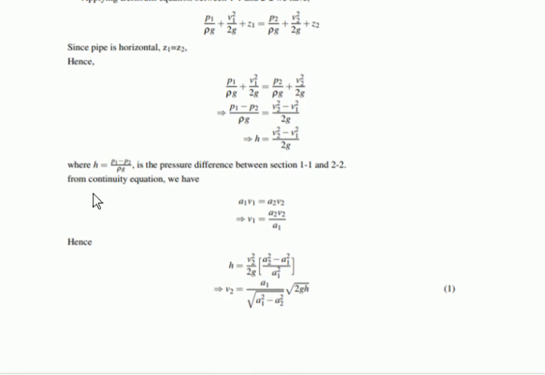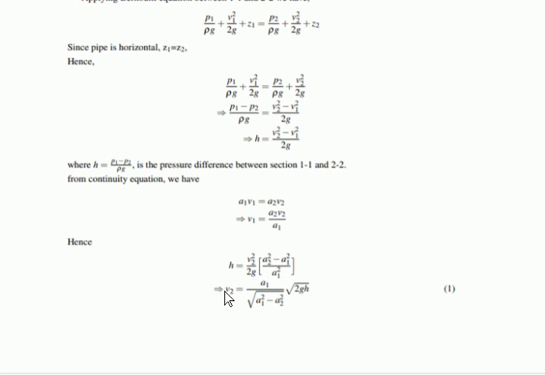From the continuity equation we have A1 V1 is equal to A2 V2. Already we know the continuity equation is A1 V1 equal to A2 V2. So from this, V1 is equal to A2 V2 by A1. Hence, if we substitute V1 here, H becomes V2 square by 2g into bracket A1 square minus A2 square divided by A1 square.